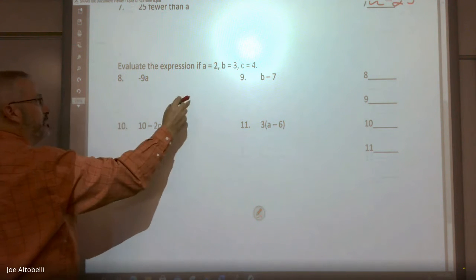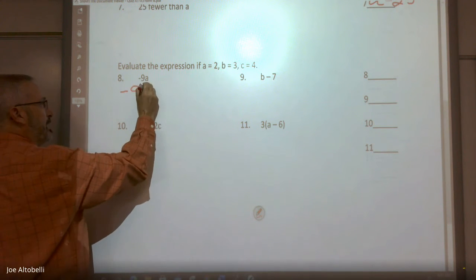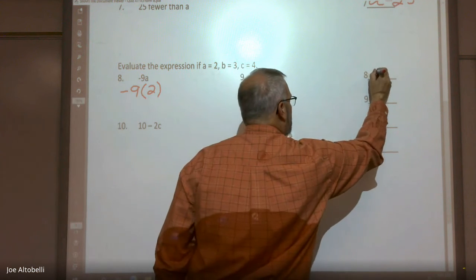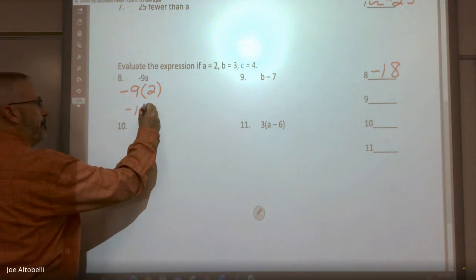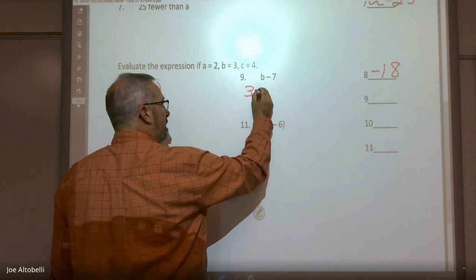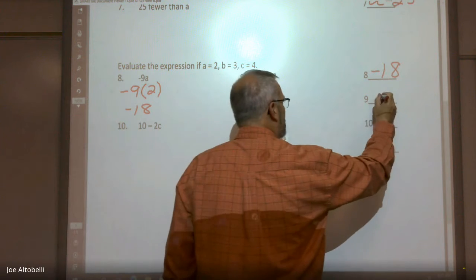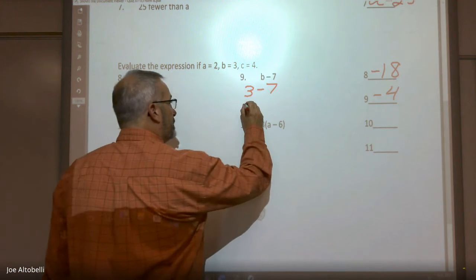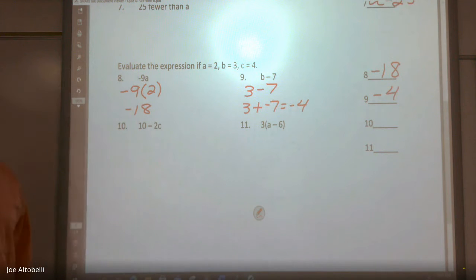So number 8, negative 9 times A. So this will be a negative 9 times A, to negative 18. B minus 7, B is 3, so it'll be 3 minus 7. I'm taking away more than I have, negative 4. You can rewrite this as 3 plus a negative 7. Still get negative 4.